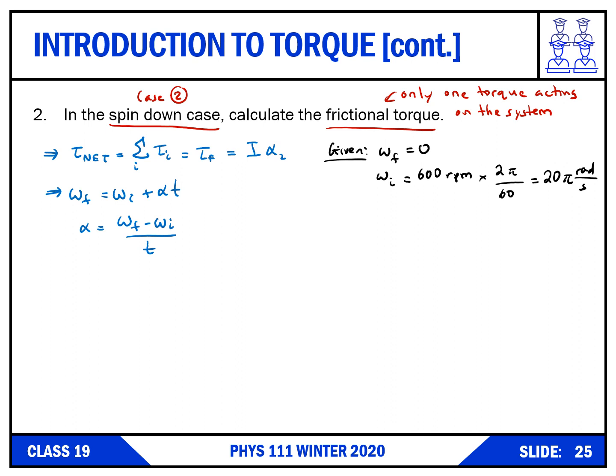And it also says that it takes 42 seconds for the wheel to stop, so we have t equals 42 seconds. So we have initial speed, final speed, and also time, which means we can calculate alpha. Specifically, this is alpha in the second case, so we have alpha 2. Alpha 2 is equal to 0 minus 20 pi divided by 42, which is equal to negative 1.496 radians per second squared. So this makes sense. The acceleration is negative because it's slowing down in the second case.